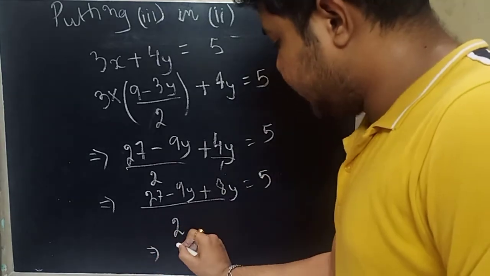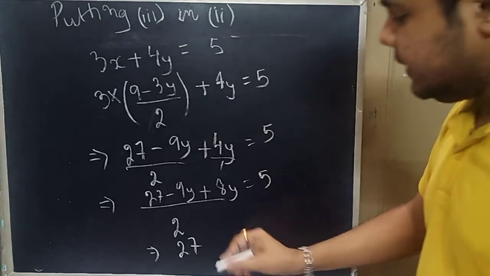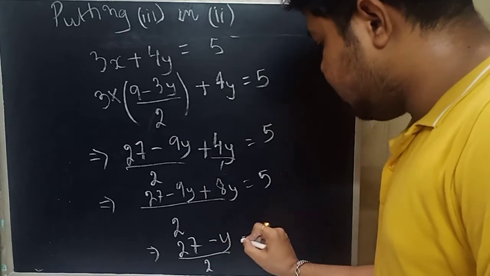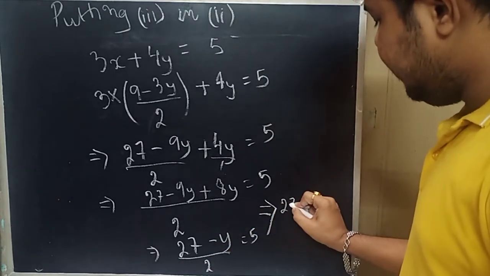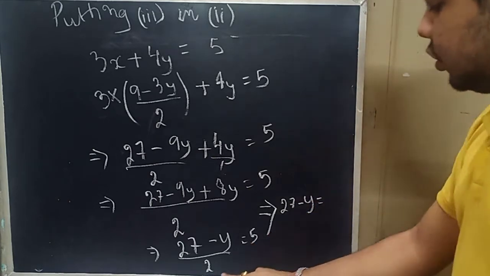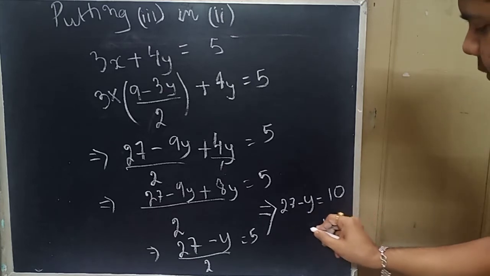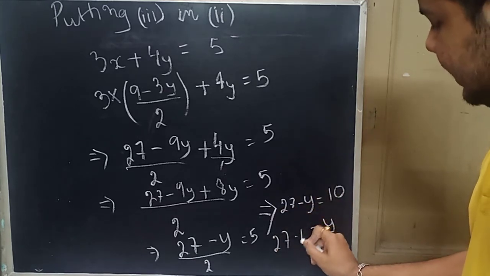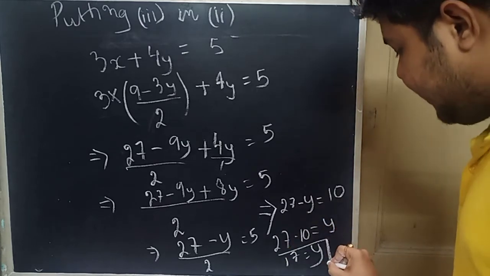That comes to 27 minus 9y plus 8y, which will be minus y. Take the sign of the bigger and then subtract. By 2 is equal to 5. On solving I get 27 minus y is equal to 2 5s are 10. So if I take that y to the other side to make it positive, 27 minus 10. 27 minus 10 comes to 70. So the value of y is 70.